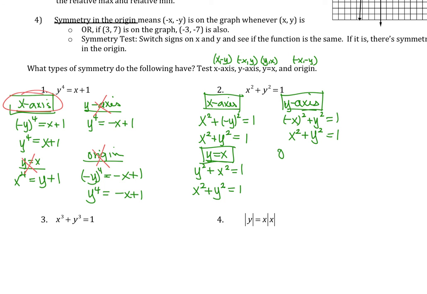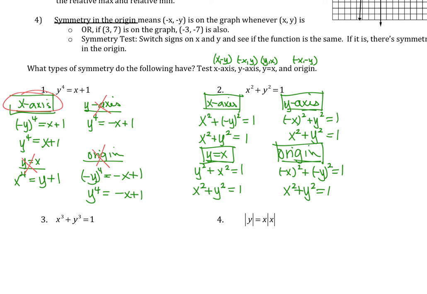And the last one, we have the origin. So I'll plug in negative x for x and negative y for y. When I square them, they both become positive, and that gives me back what I started with. So we have symmetry in all four of these: x-axis, y-axis, y equals x, and the origin. Does anyone know what shape this graph is? Victoria? It's a circle. Yep. Good.